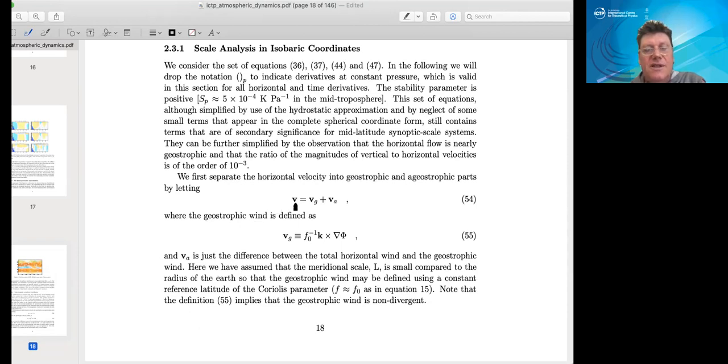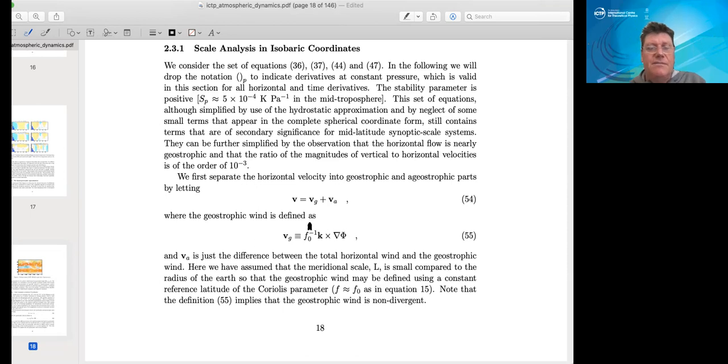The horizontal velocity can always be expressed as its geostrophic component plus an additional component, which by definition is the ageostrophic component. And we know already, and we will see this later, that the magnitude of the geostrophic component of the wind is much larger than the ageostrophic component, if we concentrate on large-scale features.